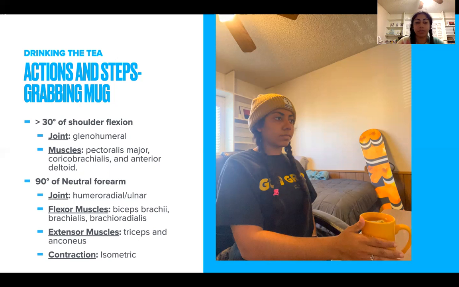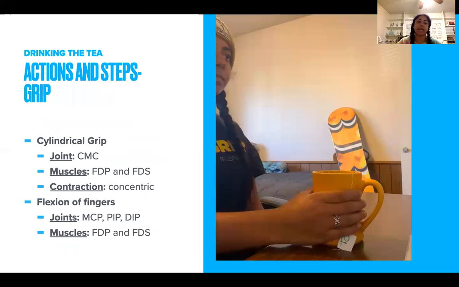All right, so now that we talked about that, we're going to move on to the second action step. This is going to involve grip. The second action step is bringing your arm towards the mug and using a cylindrical grip to grasp the mug at the carpometacarpal joints. This concentric contraction involves using the flexor muscles of the fingers to flex the metacarpophalangeal joints, the proximal interphalangeal joints, and the distal interphalangeal joints. The prime movers for finger flexion involved would be the flexor digitorum profundus and the flexor digitorum superficialis.